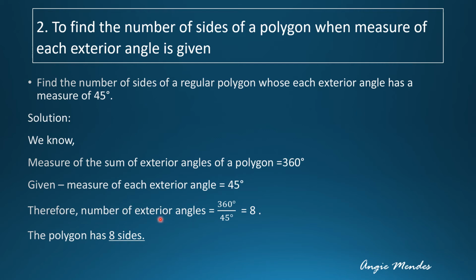It's very simple. To find the number of exterior angles, we are going to take the measure of the sum of all exterior angles, which is 360 degrees, and divide it by the measure of each exterior angle, which is 45 degrees. So when we do this division, we get the answer 8. So if there are 8 exterior angles, that means that the polygon has 8 sides.